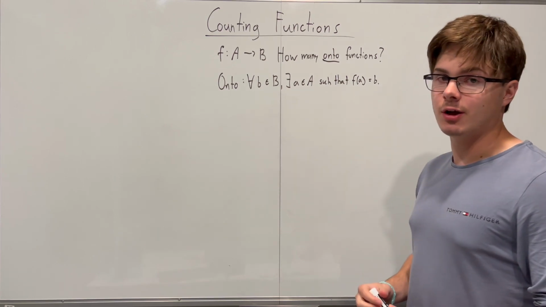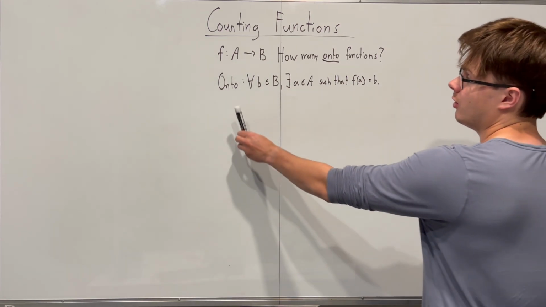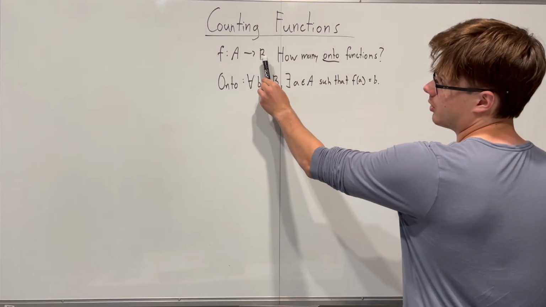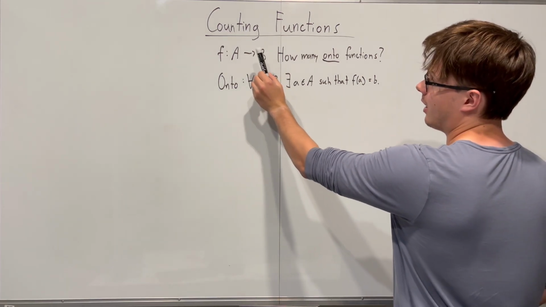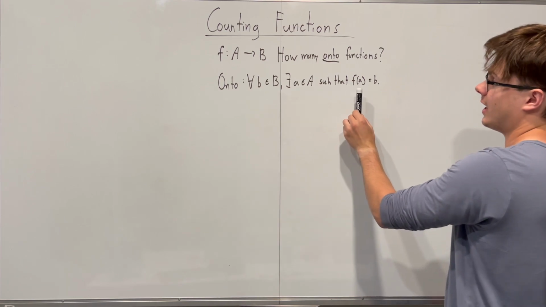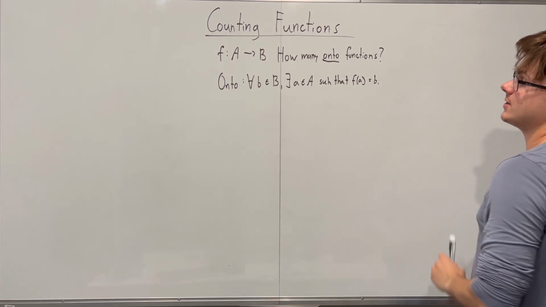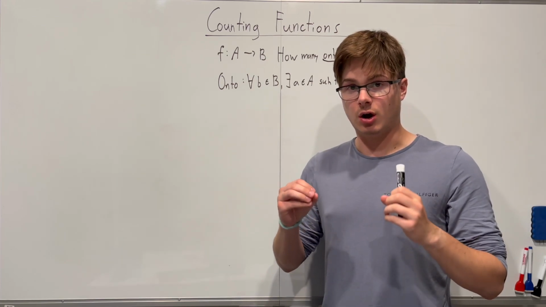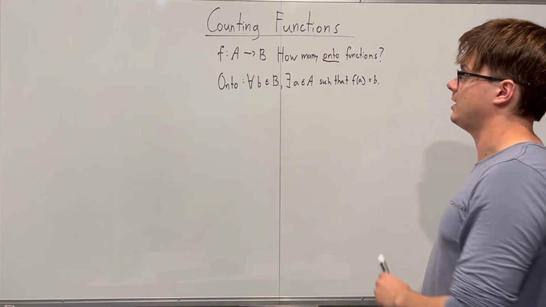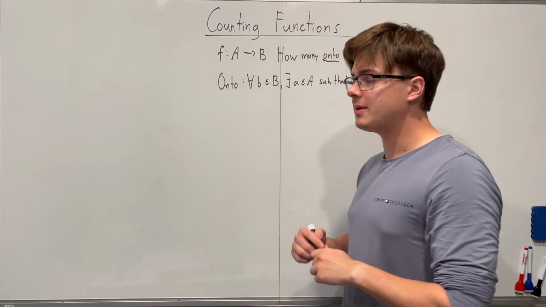Now, to remind ourselves, a function is onto if for all elements in your codomain, in this case B, there exists an element in our domain A such that the image of x under f is equal to b. So what does this mean visually? Well, it means the following.